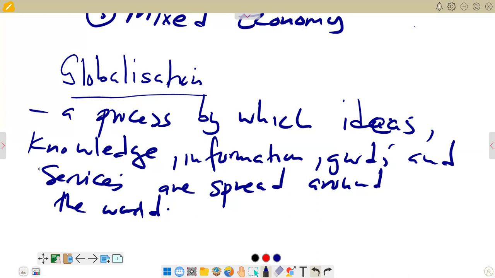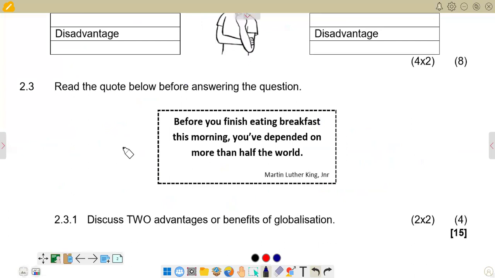And at the end of the day, maybe the gross domestic product is going to be negatively affected, and it will lead to a negative economic growth, whereby the total production of goods and services in the country is going to be reduced. So, if you go back to our question, it's saying discuss two advantages or benefits of globalization. So, in this sense, we are only going to deduce advantages that we can have in terms of globalization. So, let's try to see what we have in terms of advantages.